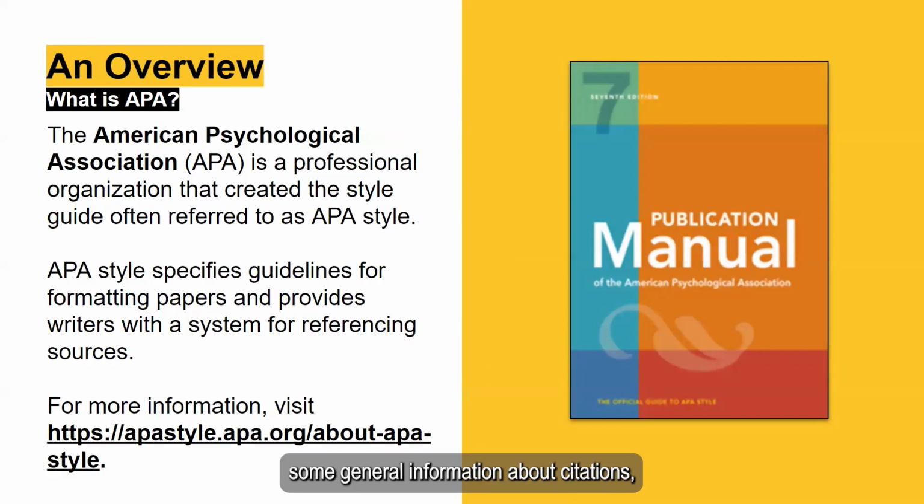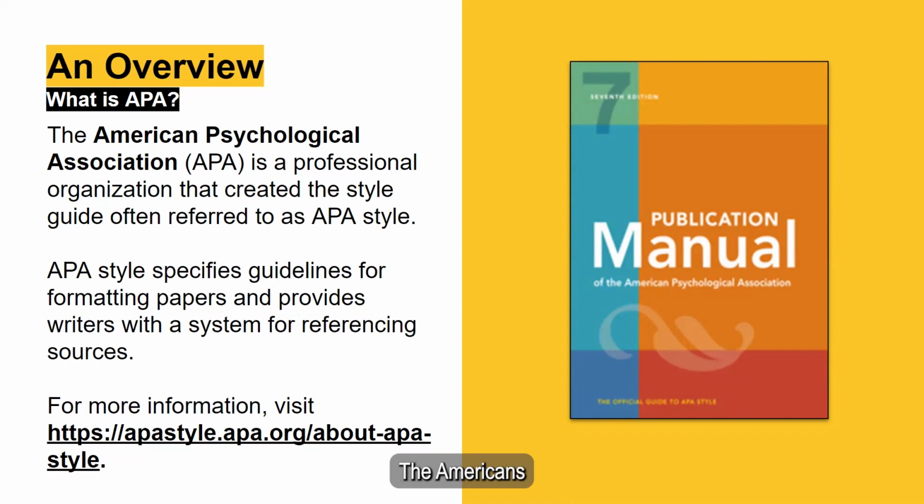Now that we've gone over some general information about citations, let's talk more specifically about APA. The American Psychological Association, or APA, is a professional organization that created the style guide often referred to as APA style. APA style specifies guidelines for formatting papers and provides writers with a system for referencing resources. For more information, you can visit the APA style website.